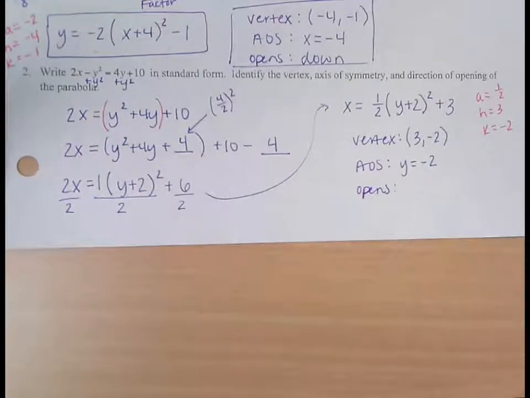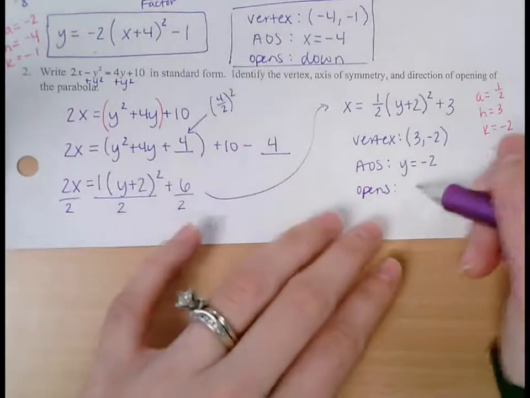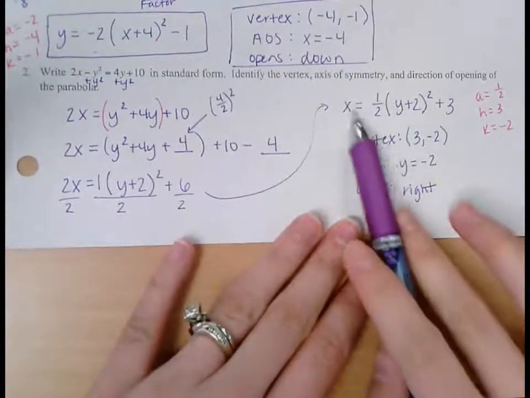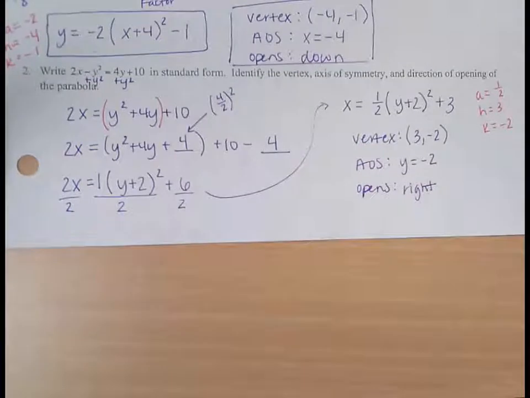And then here our A value is positive. Which way does this one open? Doesn't open up. It opens to the right, yes. So if it's x equals, it's opening sideways. And you have your sheet to look at. If A is positive, it's opening to the right.